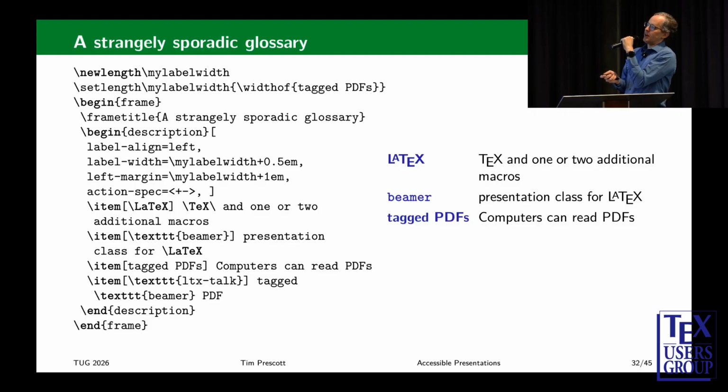So the description, I've set up the labeling. I've set the width as, well, I look at, okay, the longest label is tagged PDFs, so I'm going to make that my width. And then I set up my labels to use that width, and I left align everything, which means that this description environment, I could take out of this document and just put into a regular article, and it would be perfectly fine. It would work exactly the same. I throw it into ltx-talk, give it an action spec, and we are good to go.